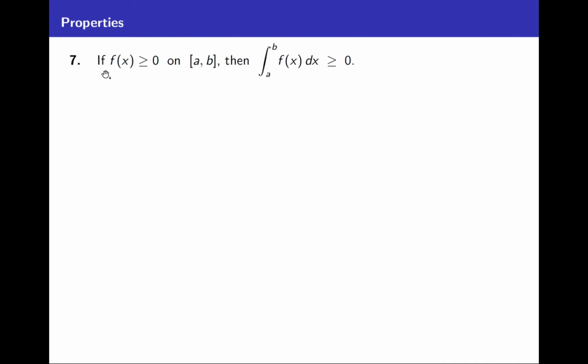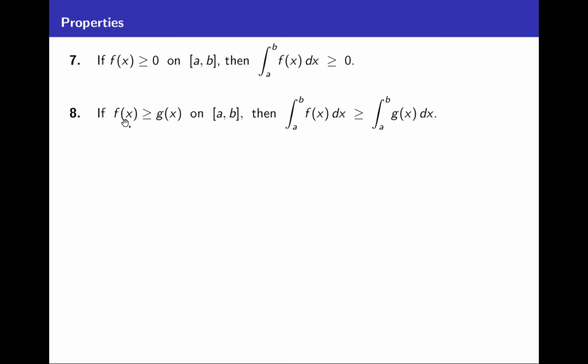Property 7 says that if f of x is greater than or equal to 0 on this interval, then the definite integral from a to b of f of x dx is going to be positive. And it's totally clear why that's true. Just think about the Riemann sum limit in the definition of this definite integral. All of those rectangles would have non-negative height, and the base delta x would be positive. So you're adding up a bunch of non-negative quantities there. And so when you take the limit, you're going to get something that's not negative. It'll be greater than or equal to 0.